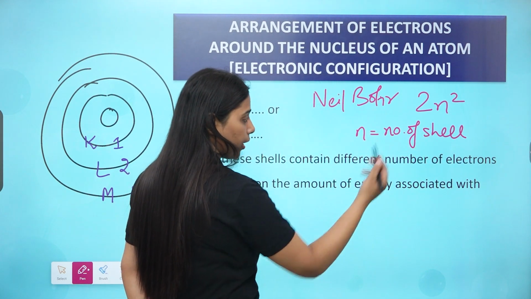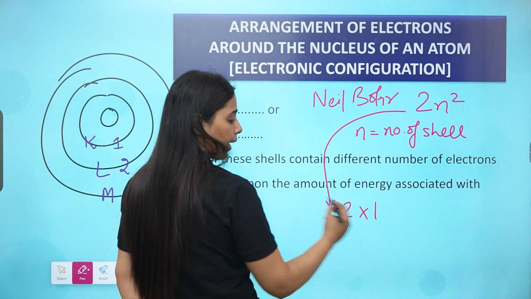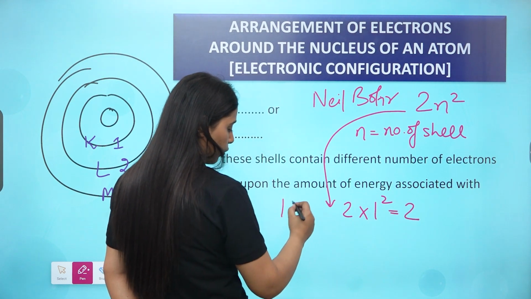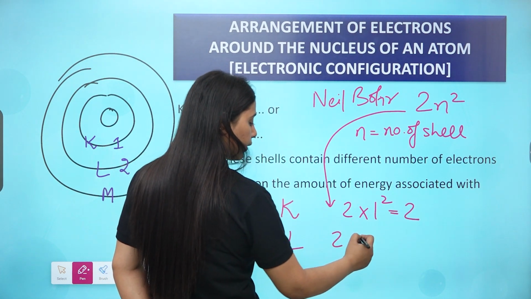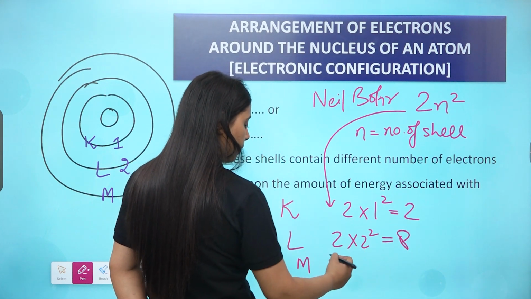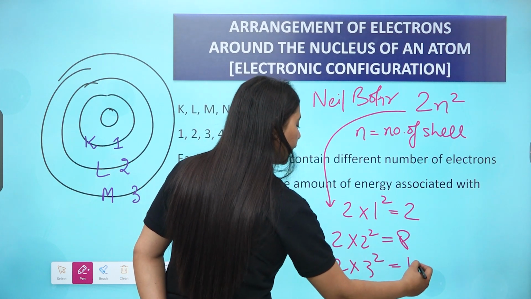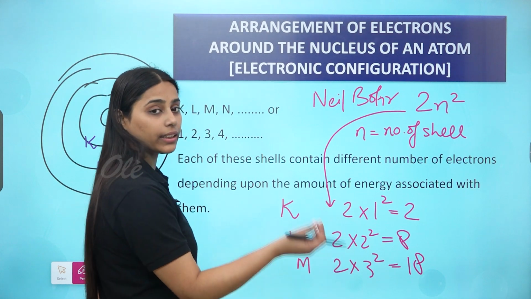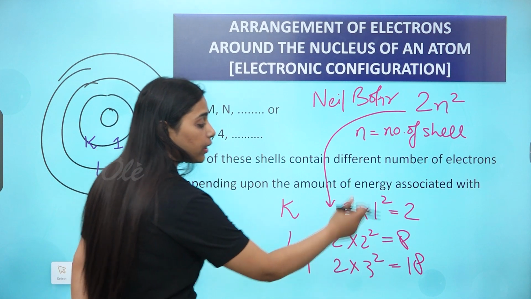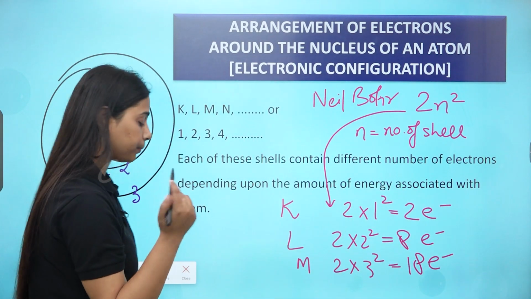So when n is 1, you write 1 in place of n, and it is 2 times 1 square, so it will become 2 only. This is for the K shell. For the L shell, it will be 2 times 2 square, so 8, and for M, it will be 2 times 3 square, so it will become 18. So it follows a pattern 2, 8, 18, 32 in this manner. These are the numbers of electrons that would be present in the shells.